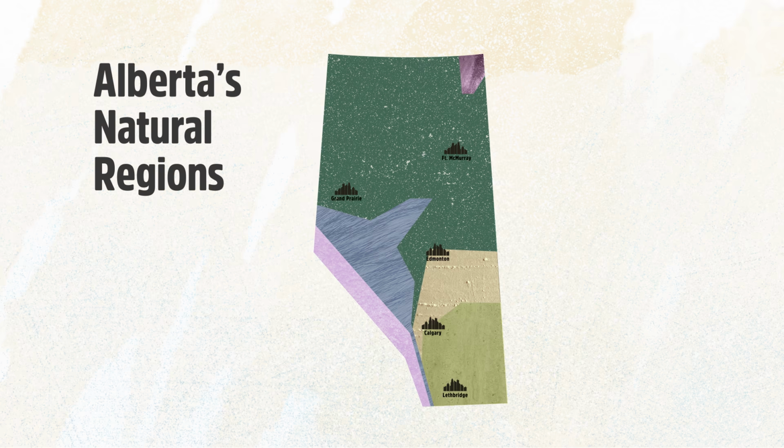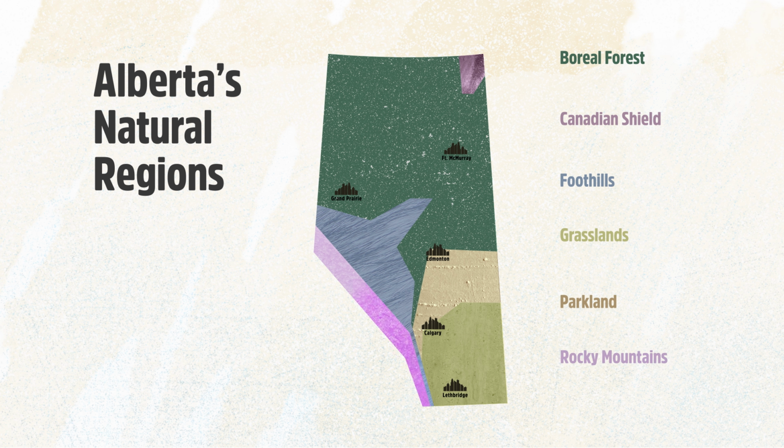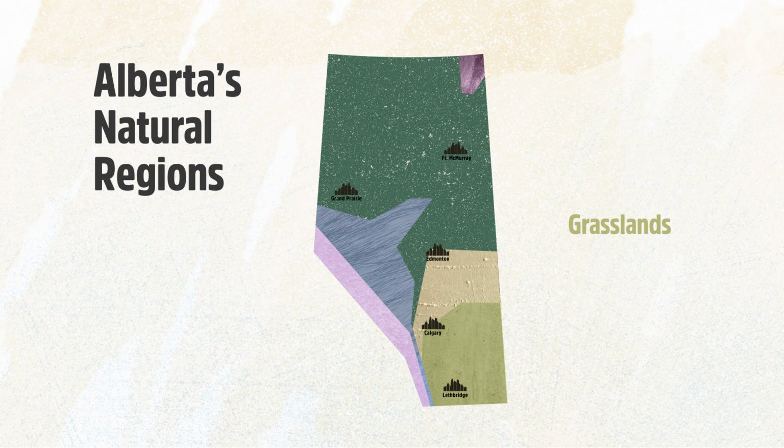Alberta's ecosystems are classified into 6 natural regions: the boreal forest, Canadian Shield, Foothills, Grassland, Parkland, and Rocky Mountain. Each of these regions can be further classified into more specific ecoregions. For example, the Grassland region can be classified into dry mixed grass, and fescue grassland.